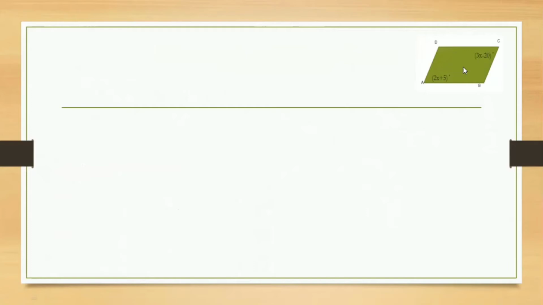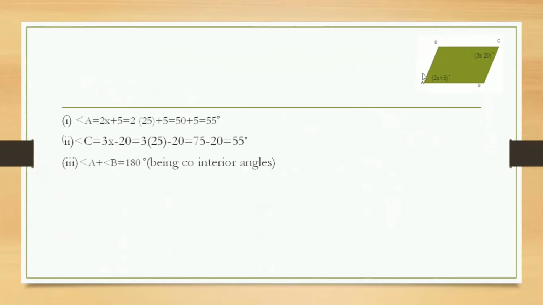Now that x value we have to put here and we'll find out this angle. Angle A equals 2x plus 5, that means 2 into 25 plus 5 equals 55 degrees. Similarly for C, 3x minus 20 equals 3 into 25 minus 20, so you will get 55 degrees. Angle C also we got. Angle A plus angle B, we know that these are co-interior angles. We know A is 55 degrees, B we don't know. Now 55 goes here and it subtracts, and B equals 180 minus 55, then it will come 125 degrees.